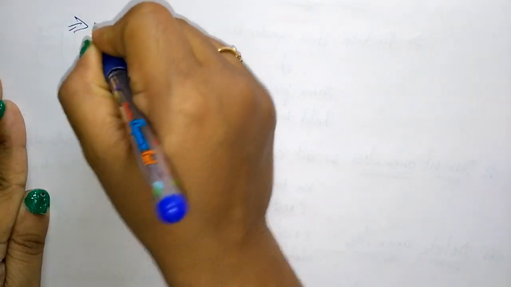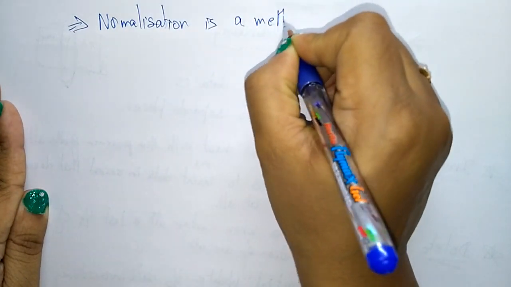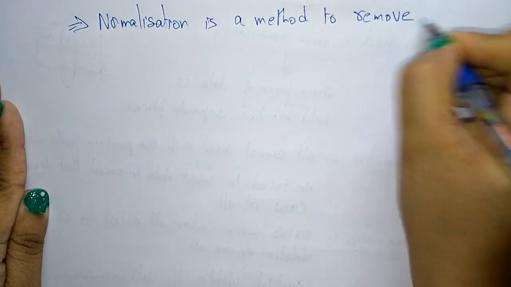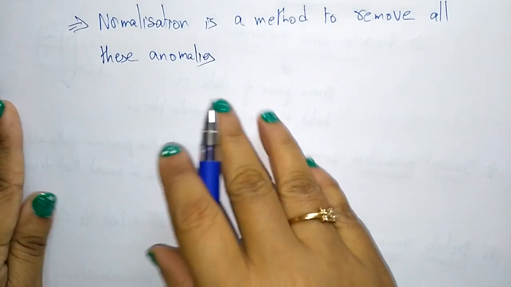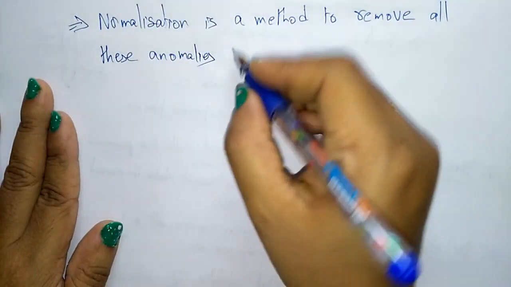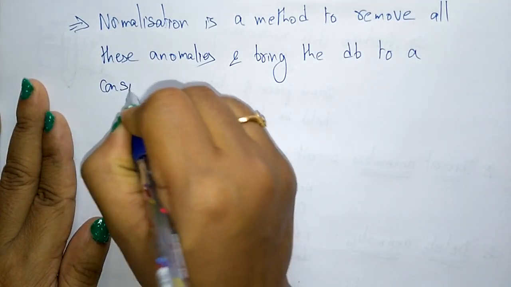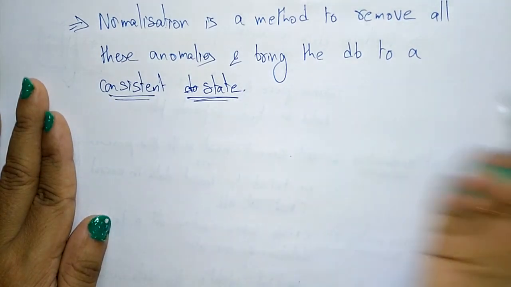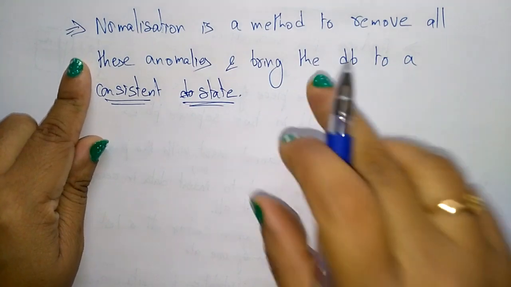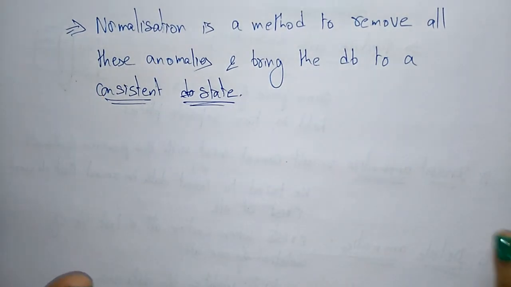Okay, so then normalization will enter here. Normalization is a method to remove all these anomalies. What are these anomalies? Update anomalies, delete anomalies, and insert anomalies. So normalization is a method to remove all these anomalies and bring the database to a consistent state, meaning the correct state rather than an inconsistent one. The data present in the record will maintain a consistent, correct state. So normalization is a method to remove all update, delete, and insert anomalies and bring the database to a consistent state.